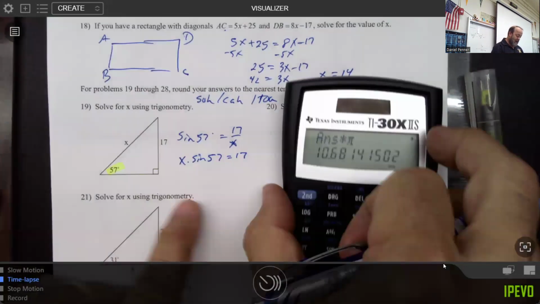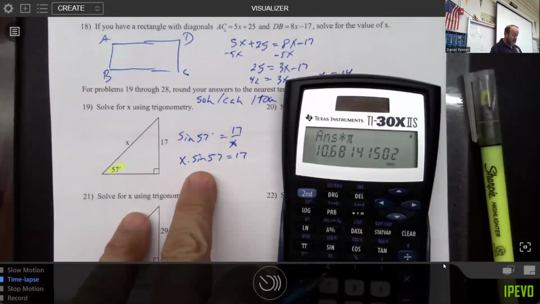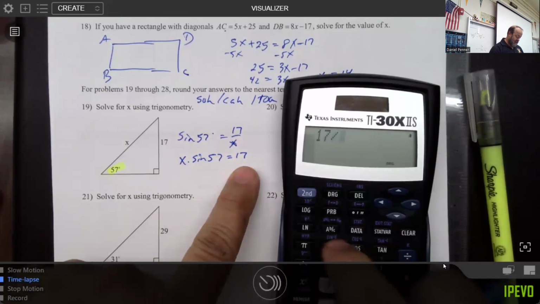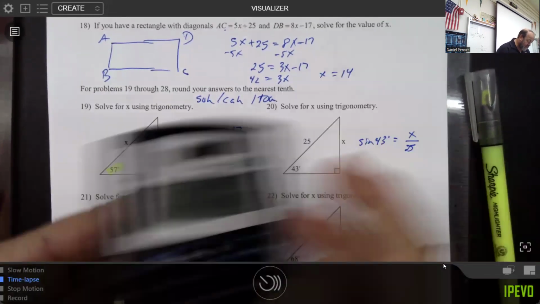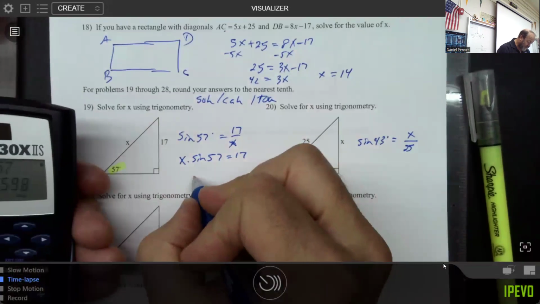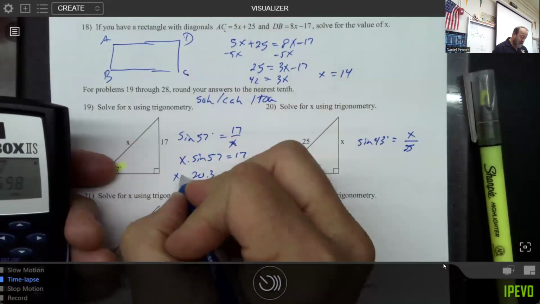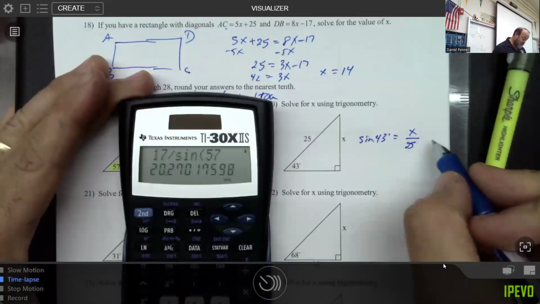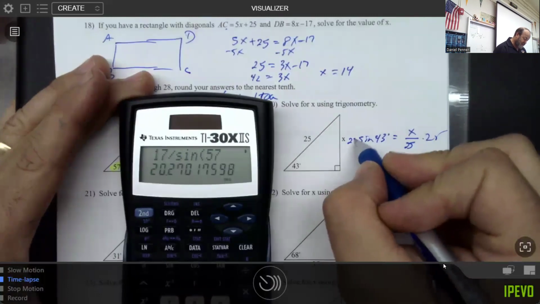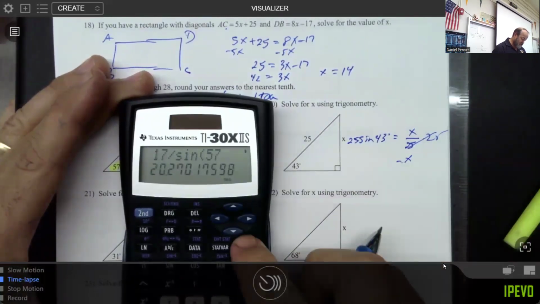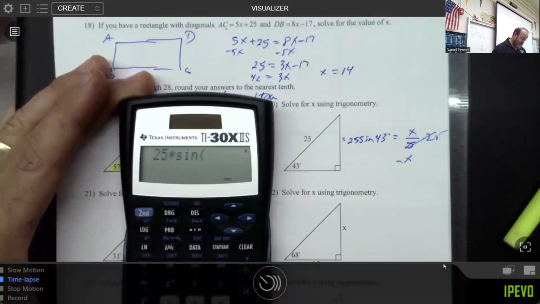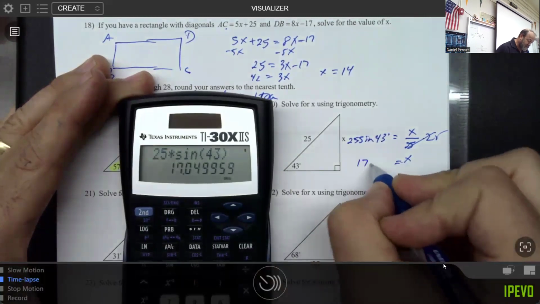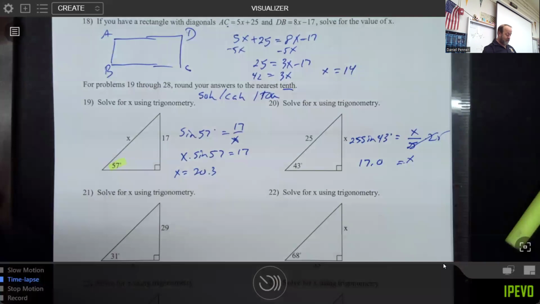Since x is being multiplied by the sine of 57, I need to divide both sides. If I took the 17 and divided it by that sine, I would end up with 20.3 as x. However, over here, you'll notice that the x is in the numerator. So all I really need to do is multiply both sides by 25. Those would cancel, and all I need to do is take 25 times the sine of 43. I would get x is 17.0, rounding to the nearest tenth.